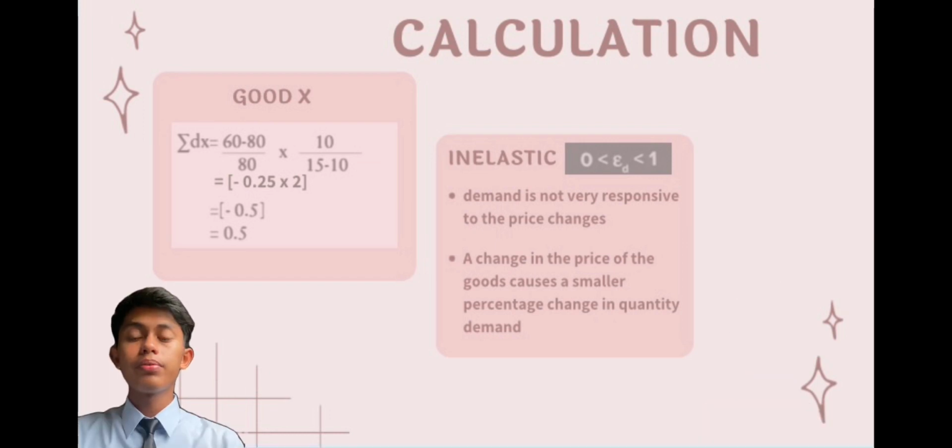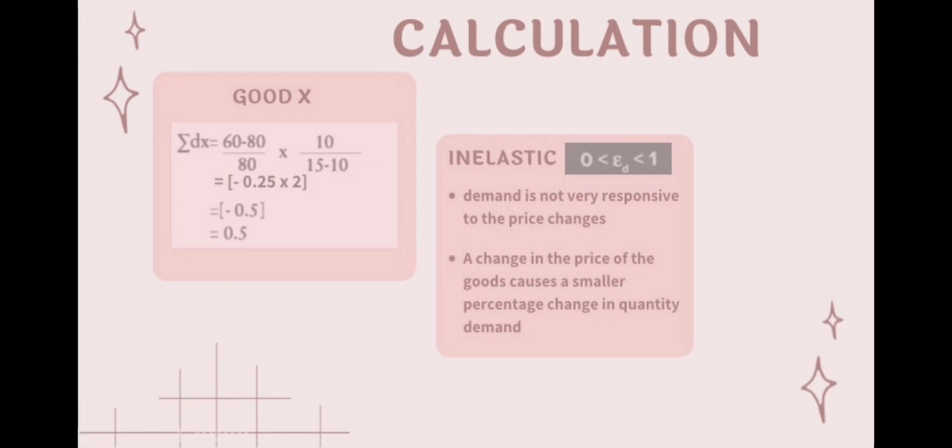Based on the table, we can see that our new quantity demand is 60 and our old quantity demand is 80. Then our new price is 15 and our old price is 10. When we enter in the formula earlier, the answer we will get is 0.5.